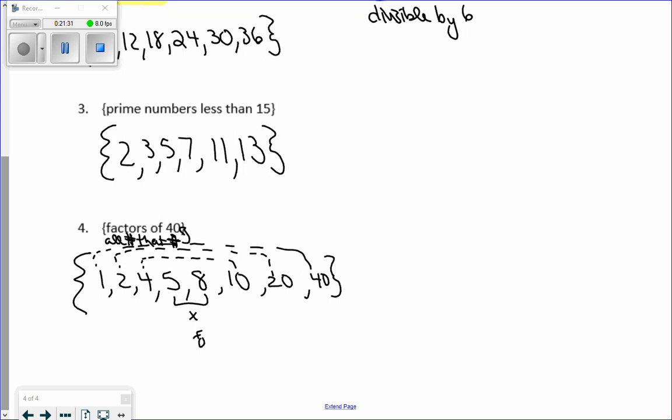Because here's the thing. We don't want you going 8 works, 9 doesn't, 10 does, 11 doesn't, 12 doesn't, 13 doesn't, 14 doesn't. We don't want you counting all the way up to 40. You'll be there for days. What if it was 400? You don't want to count to 400. So what you do is you look for your middle pair, and once you get to that point of middleness, then you just start building from there.